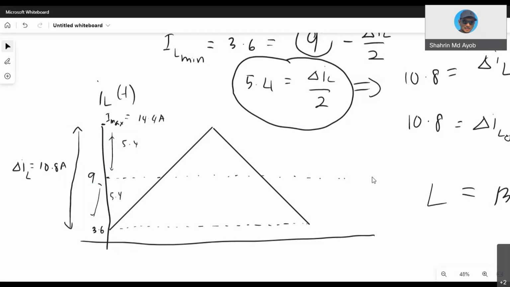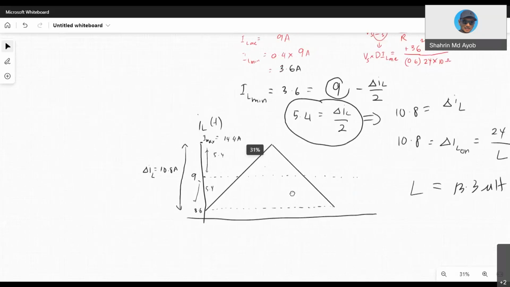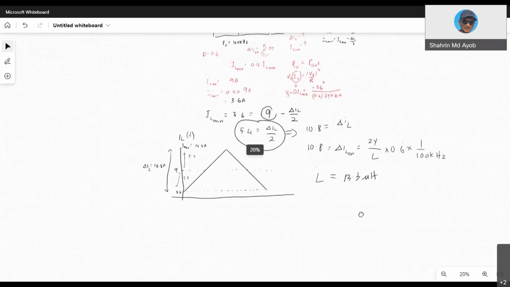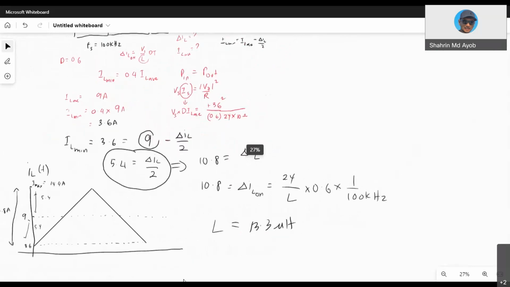Okay. Betul ke sama dengan solusi saya bagi? Sama. Nasib baik sama. Tapi dia L dia 13.3 betul lah.